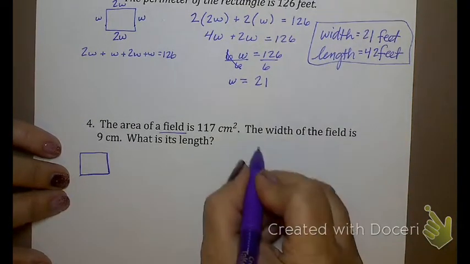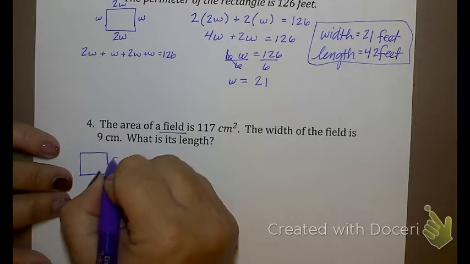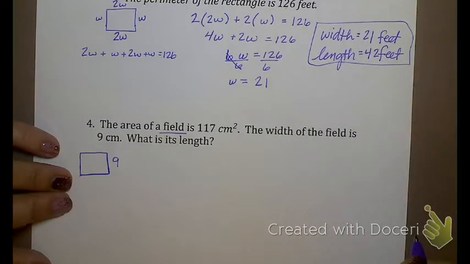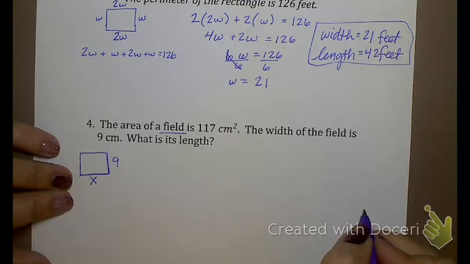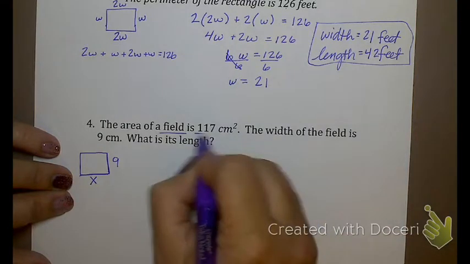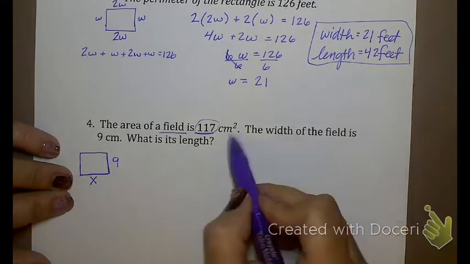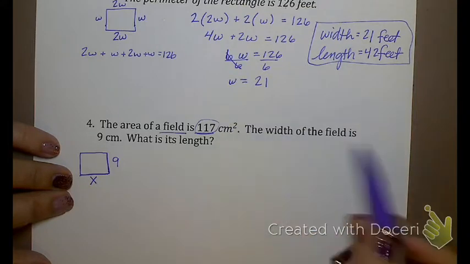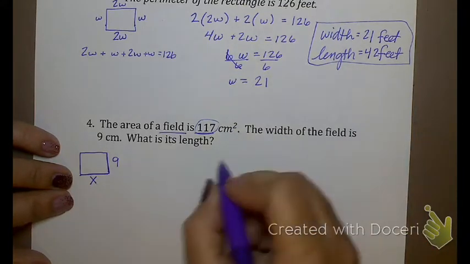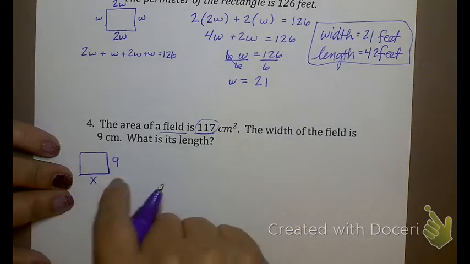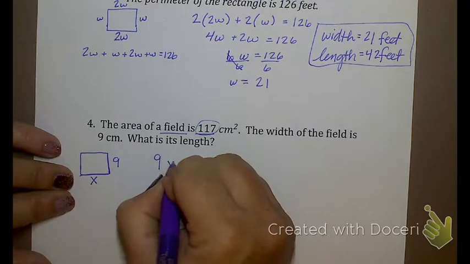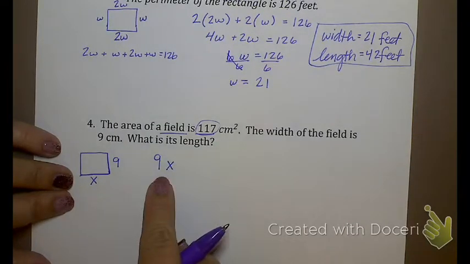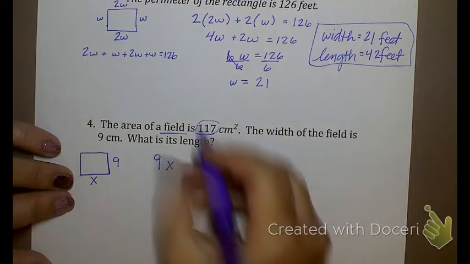Okay, so the width of the field is 9 centimeters. Yeah? Yes. Do I know the length? No. So I'm going to call the length x. But I know that the area is 117 centimeters squared. You always have this little squared thing when you get to area. So what do I know? I know that to find the area of this field, I would need to take 9 and multiply it by x. And that's what 9 times x looks like. And what does it equal?